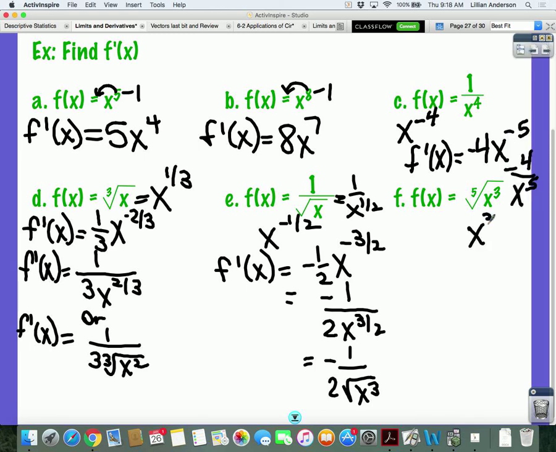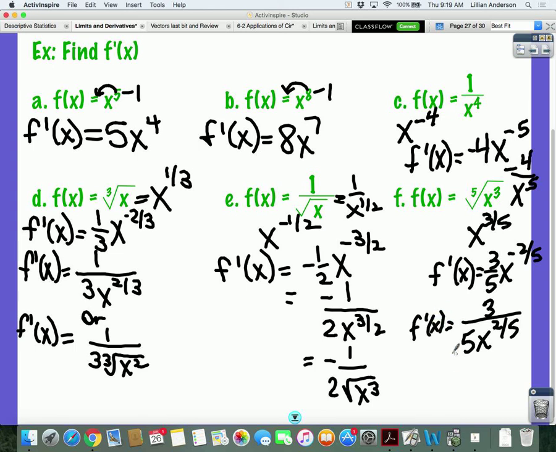Over here, can we write it as x to the 3/5? So then the derivative would be 3/5 when you bring the exponent down, and then subtract 1, which would be a negative 2/5. Make it positive, so that'd be 3 over 5x to the 2/5. This would be acceptable as your derivative. But if you wanted to write it with the radical, it would be the 5th root of x squared. Raise your hand if you got that one. Questions on using the power rule?